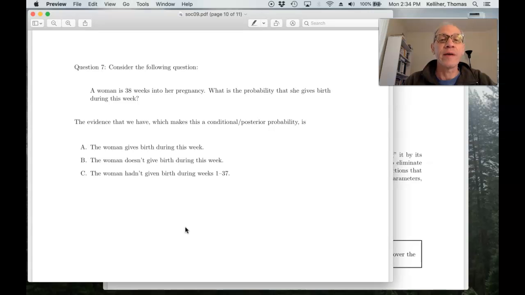What is the evidence here that makes this a conditional probability? Think about it. I'll pause. The answer here is C. If the woman's in the 38th week of her pregnancy, she couldn't have possibly given birth earlier. So this makes this situation different than the example prior probability that I did in the Lab 8 review. In that one, we had no information akin to this.